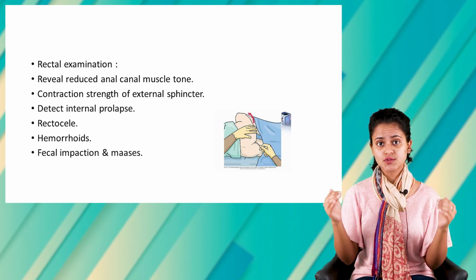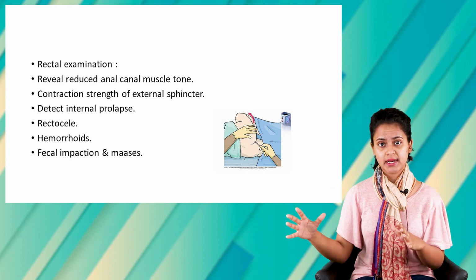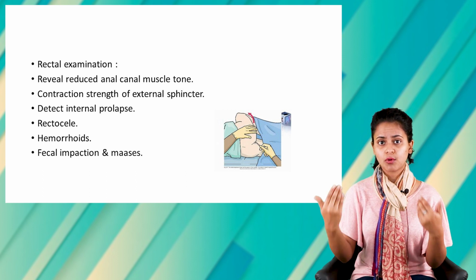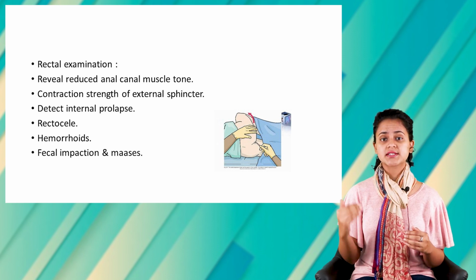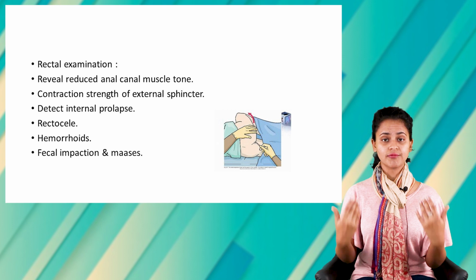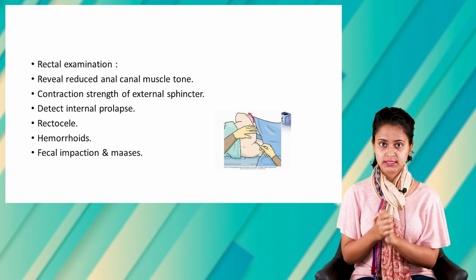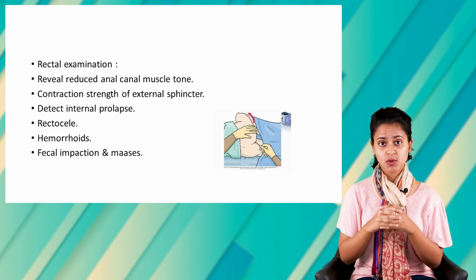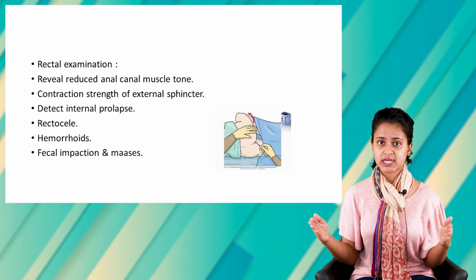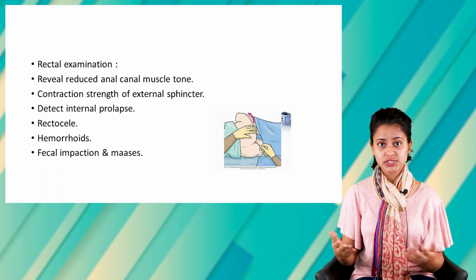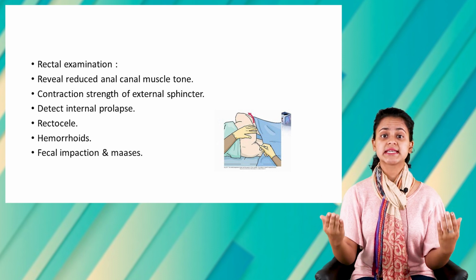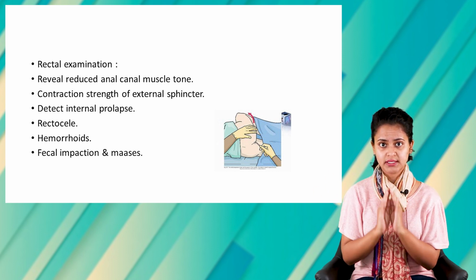If there is decreased muscle tone, a proper plan of care can be made for the patient. The next finding, very commonly found among clients with fecal incontinence, is decreased contraction strength of the external sphincter, which often causes fecal incontinence. The next includes the detection of an internal prolapse or any organ prolapse into the rectovaginal area. While performing a rectal examination, we see whether there is any internal prolapse, which would indicate the probable reason for fecal incontinence.